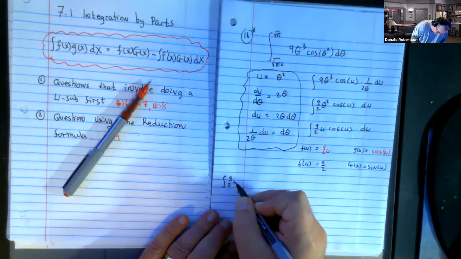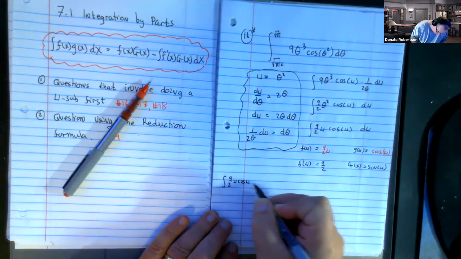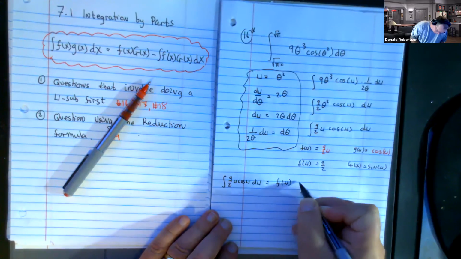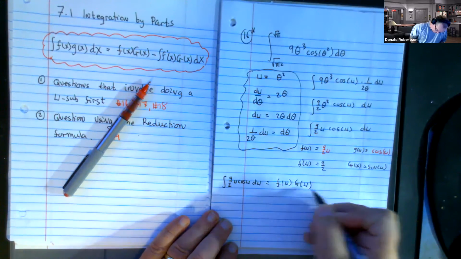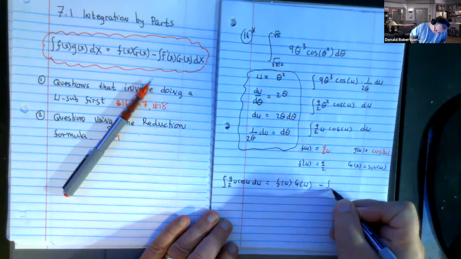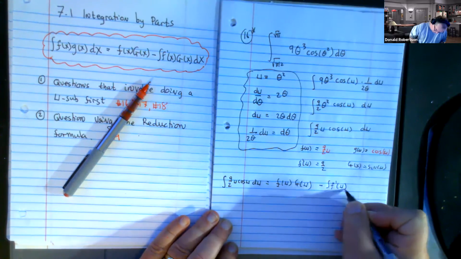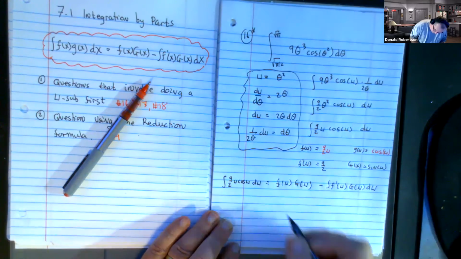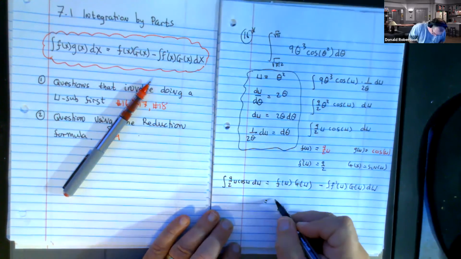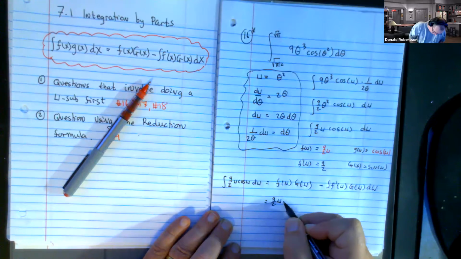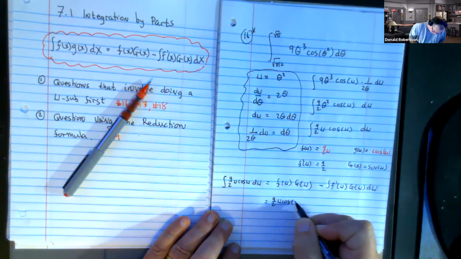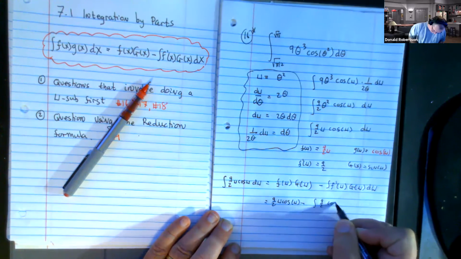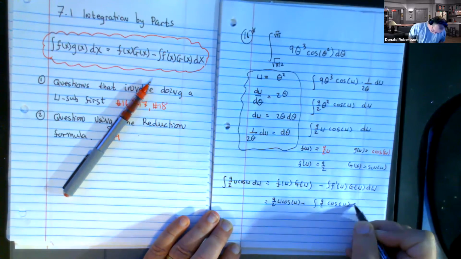This fella is going to be f of u, capital G, minus f dashed of u, capital G. And so we're going to have 9/2 u sine of u, take away 9/2 sine of u, du.